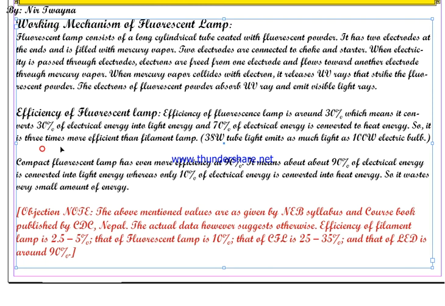So it is 3 times more effective than filament lamp. Remember, the efficiency of filament lamp is only 10%. Fluorescent lamp is 30%. That means fluorescent lamp emits 3 times more light energy than a filament lamp.